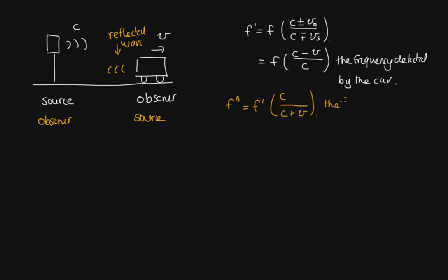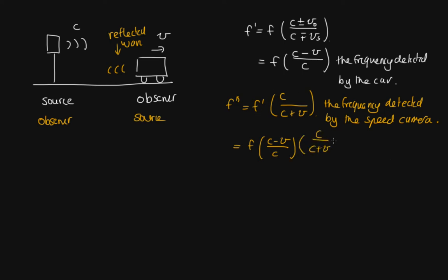Okay, so this is the frequency detected by the speed camera. So in this case, we know that f dash is equal to this, so we can write this as f times c minus v over c. That's just replaced f dash with this expression over c, c plus v. We can see these cancel out and we end up with f double dash is equal to f times c minus v over c plus v. Now the speed camera can physically measure the frequency of the signal that is reflected off the car.